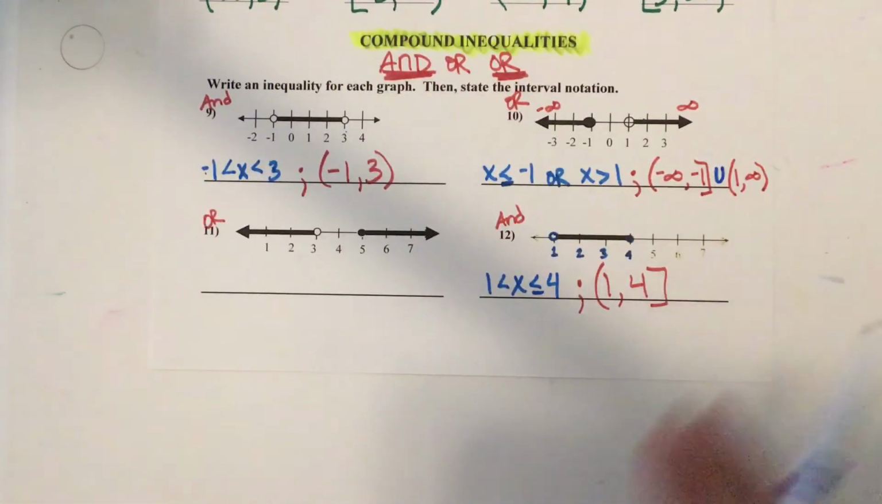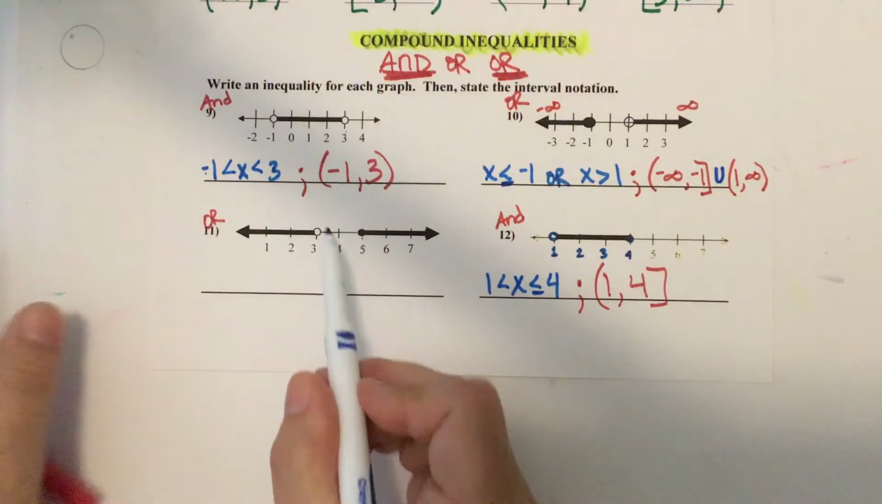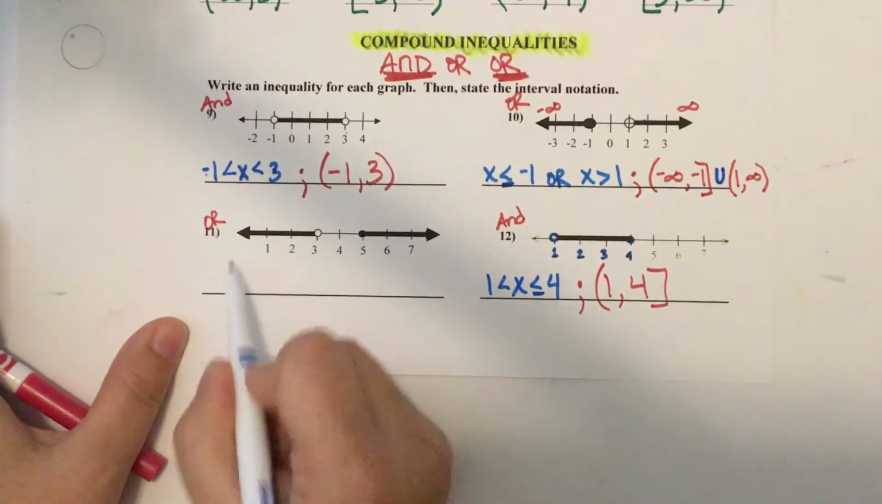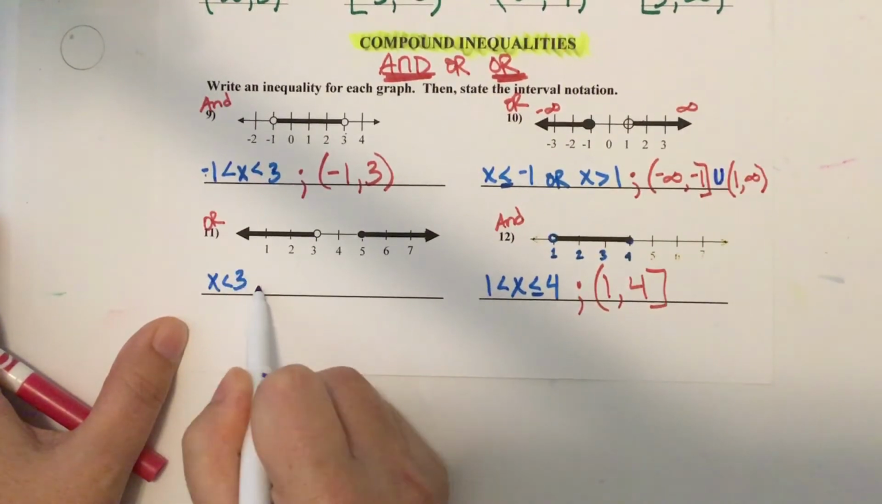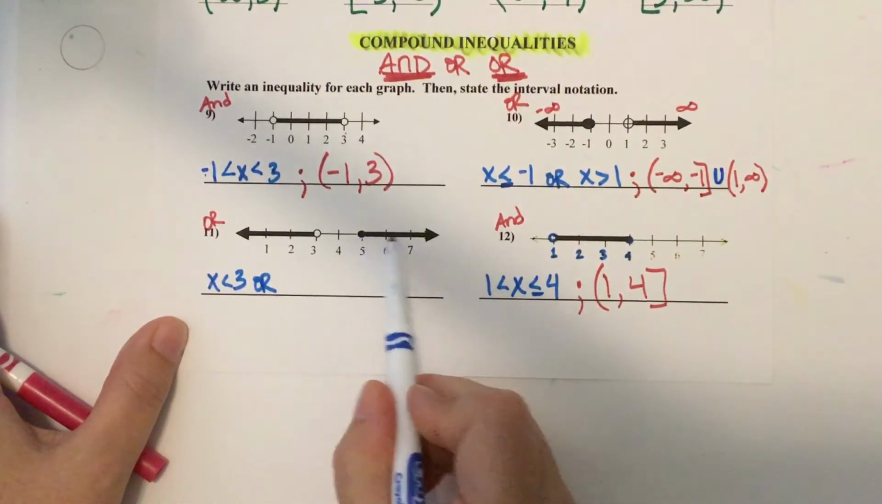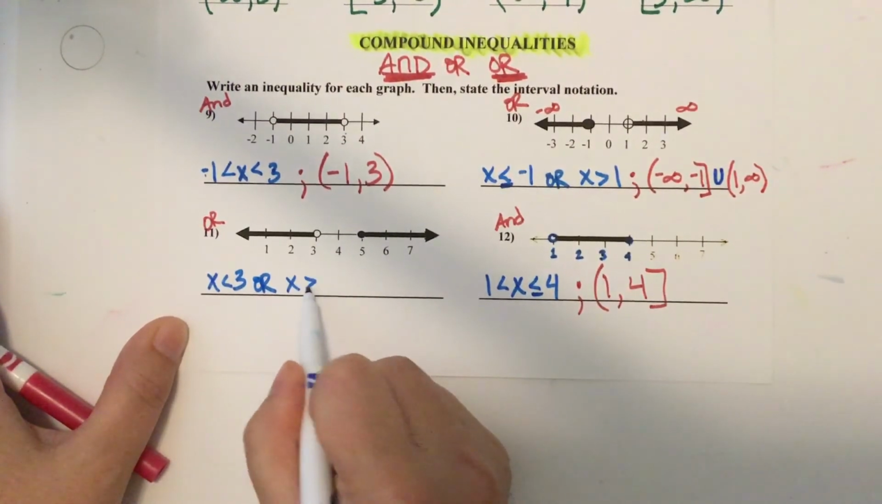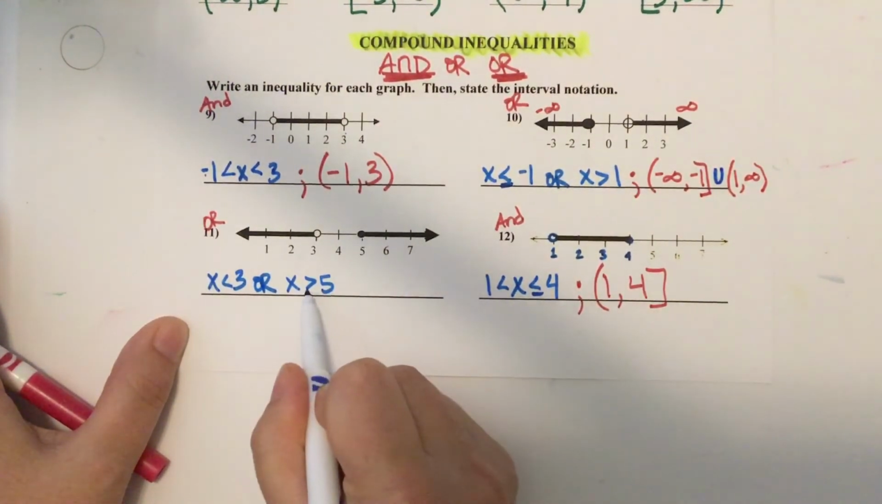Okay, let's try this one. So here, these numbers are less than 3, so x is less than 3. Or these numbers are bigger than 5. X is greater than 5. But because of the closed circle, it needs an equals.